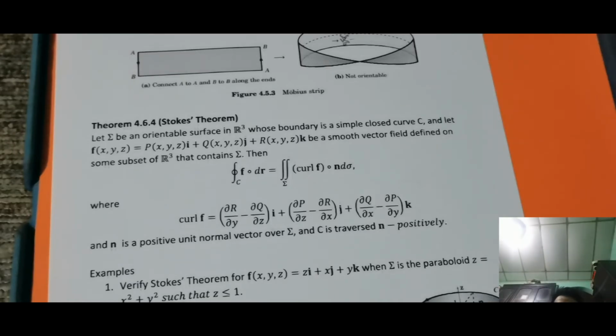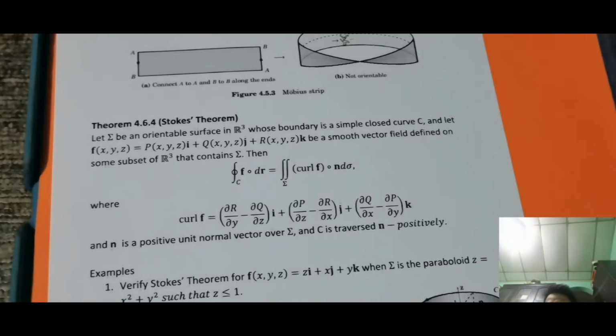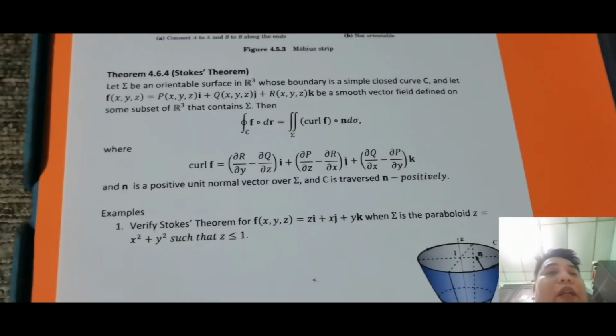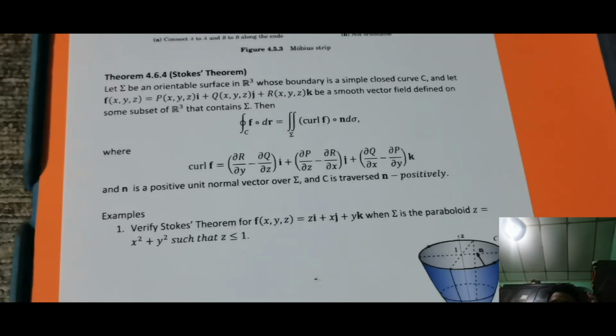Paano ba isosolve yung mga ganitong klaseng equation or solution? Okay, so ayun na, verify Stokes Theorem. Ito yung mga tanungan dito: verify Stokes Theorem for F of x, y, z is equal to zi plus xj plus yk, where sigma is the paraboloid z is equal to x squared plus y squared, such that z is less than or equal to 1. So ayun yung una nating problema.